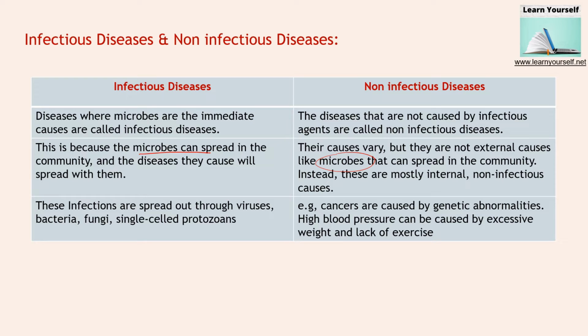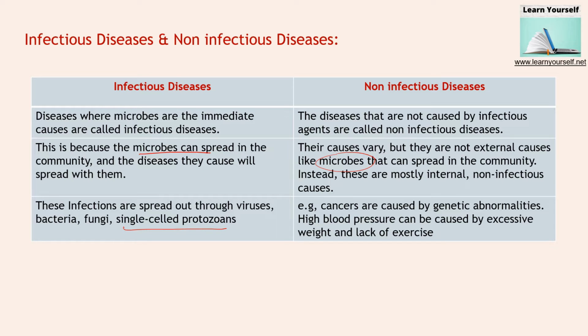These infections are spread through viruses, bacteria, fungi and single-celled protozoans. So these pathogens, these viruses, bacteria and fungi are the cause and they are causing the infectious disease. When one other healthy person comes in contact with these same viruses and bacteria, they are likely to catch this infection.